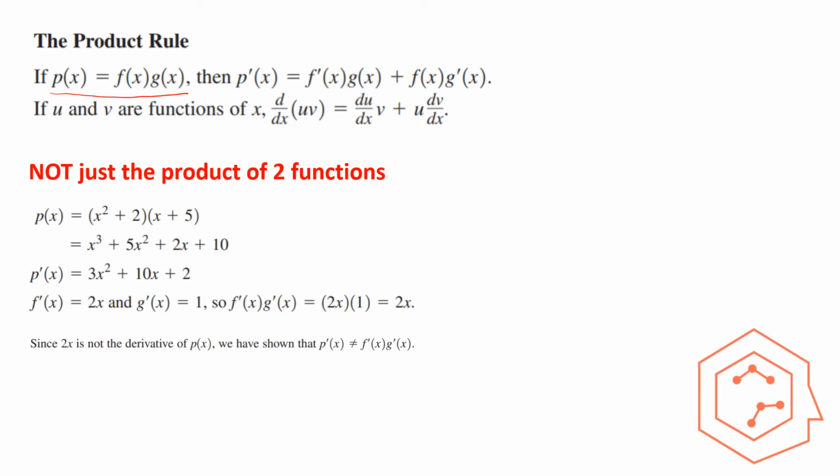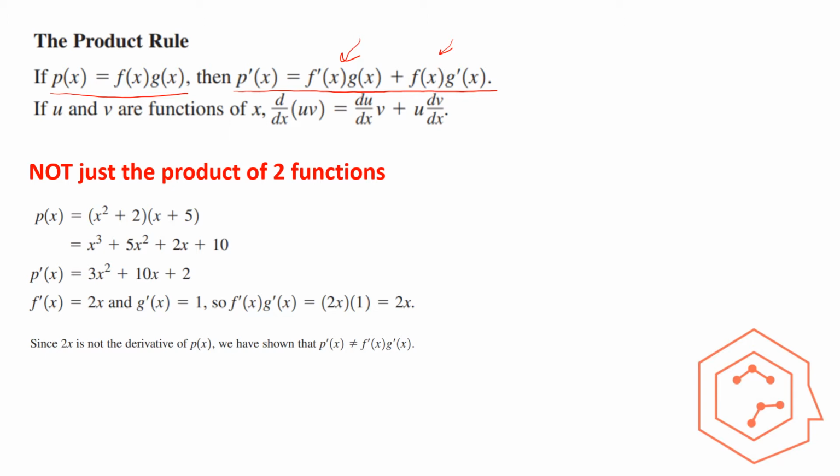Then if you want to take the derivative of that, you don't just do the derivative of f(x) times the derivative of g(x). It's not just a product of two functions. That's an important thing to note. When you're trying to take the derivative of it, you take the derivative of f(x) first, leave g(x) as it is, then you do plus, so sum them up, leave f(x) this time as it is, and take the derivative of g(x) for the second one.